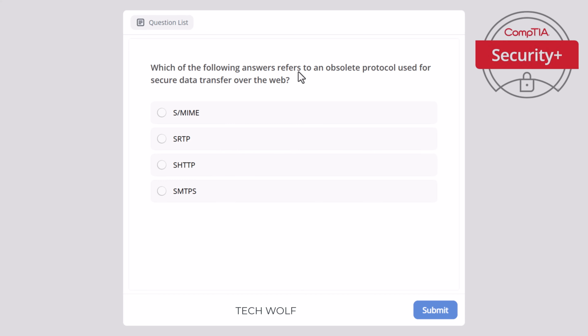Which of the following answers refers to an obsolete protocol used for secure data transfers over the web? S/MIME, SRTP, SHTTP, or SMTPS? And here the correct answer is SHTTP. So yes guys, here you go, another quiz for Security Plus.